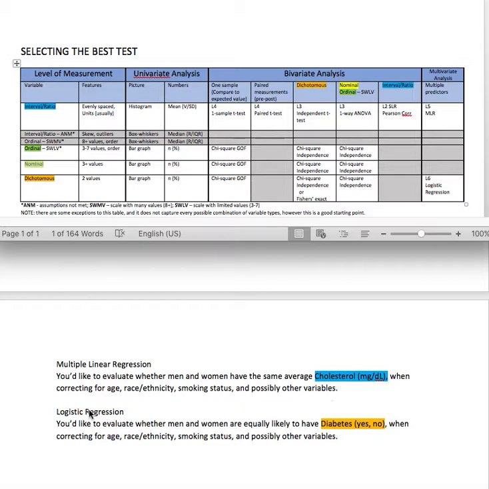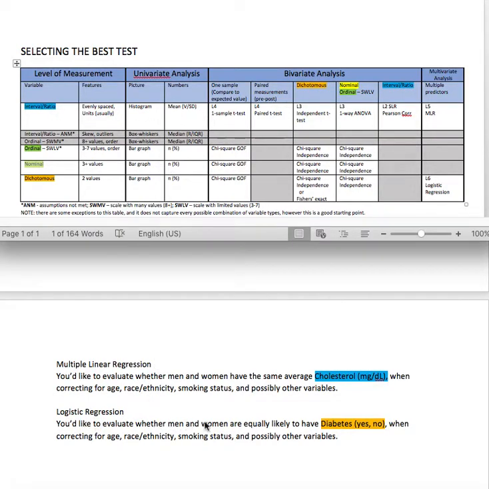The main difference with logistic regression is not that you have extra variables, but it's what is your outcome and how is that coded. And so here, you'd like to evaluate whether men and women are equally likely to have diabetes. Diabetes is a yes-no as we've classified it here. And so that's a dichotomous outcome. See how this lines up with the logistic regression. Logistic regression has a dichotomous outcome, whereas multiple linear regression has an interval ratio outcome.